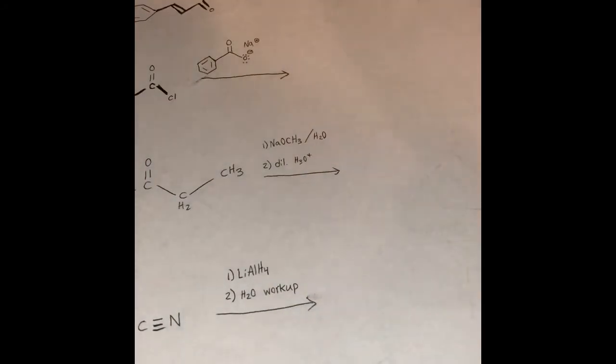So as you can see, we turned the aldehyde into an OH group, but we preserved this carbon-carbon double bond, and then of course the benzene ring.